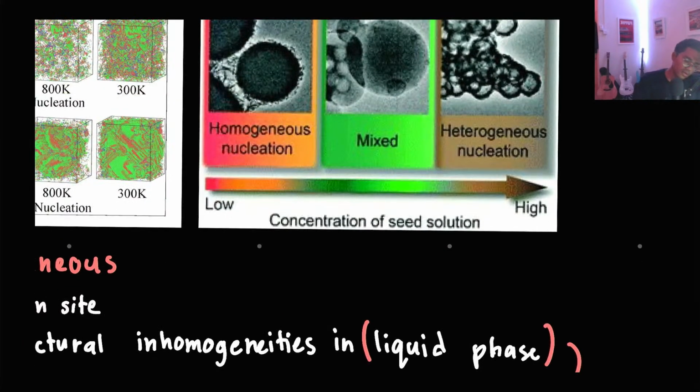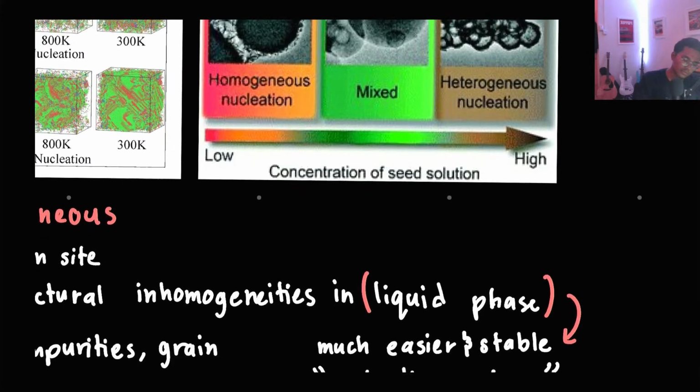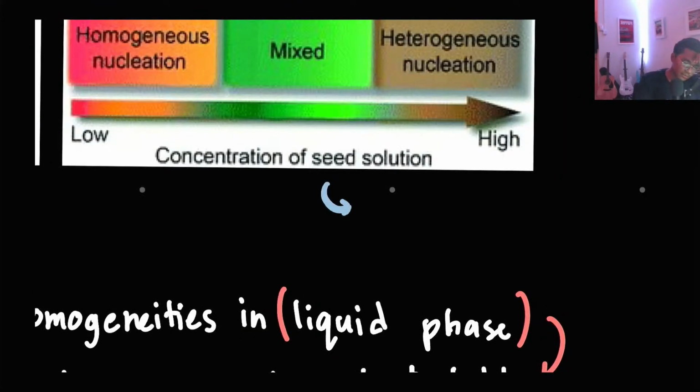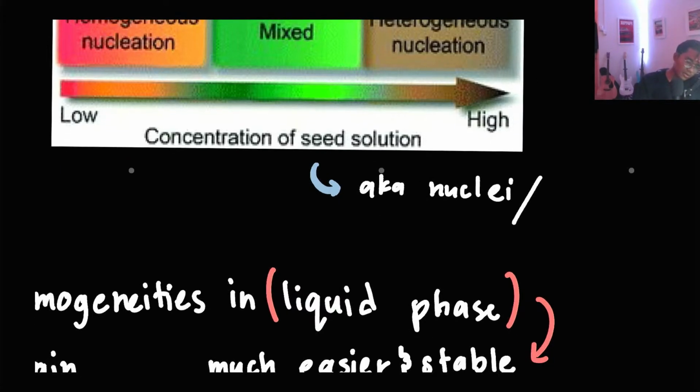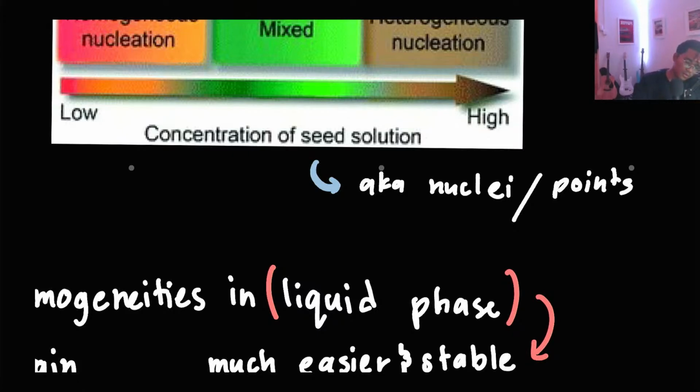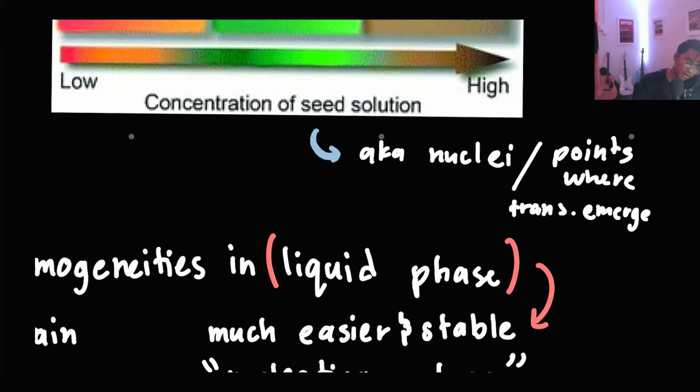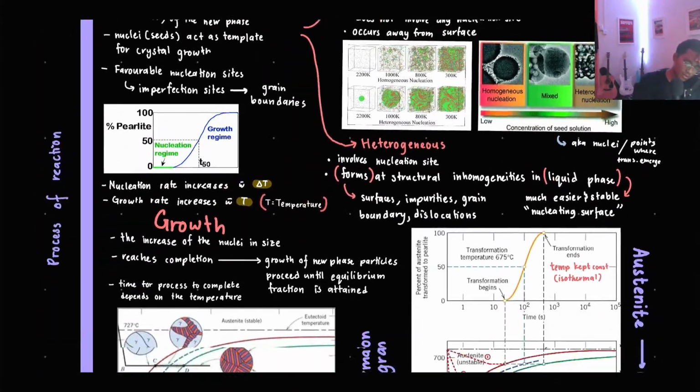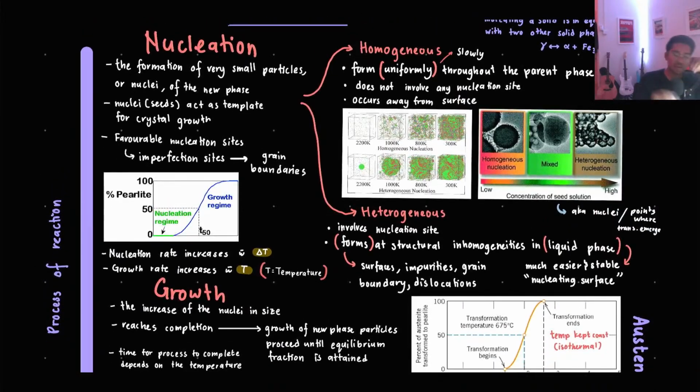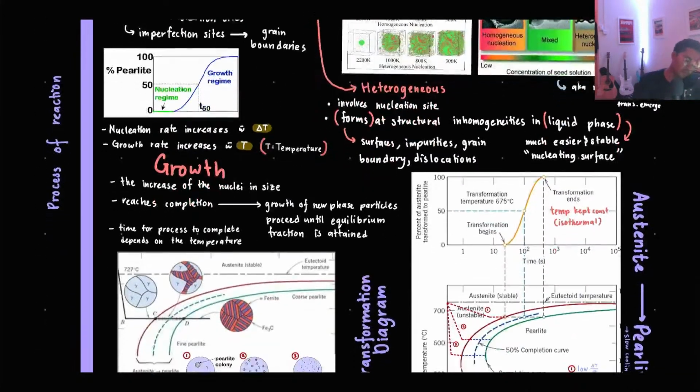Okay, so the concentration of seed is also known as nucleus, aka the nuclei, or the points where transformation emerges. I think you guys can write that. The points where transformation emerges. Okay, so after you have nucleation, you have growth.